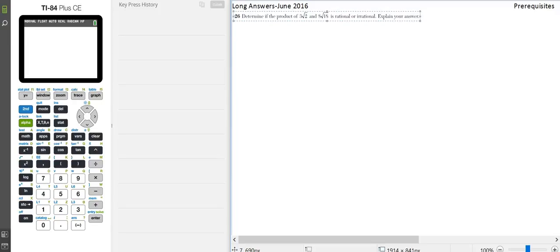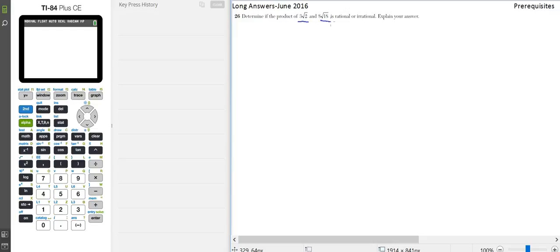This is an actual Regents question from the June 2016 Algebra 1 Regents. It is question number 26 on the topic of rational and irrational numbers. The question gives us two numbers, 3 square root of 2 and 8 square root of 18. They want to know, when we multiply these two numbers together, will this give us a rational number or an irrational number?